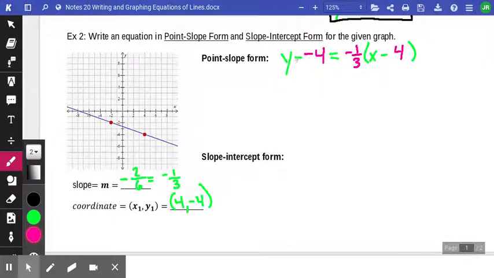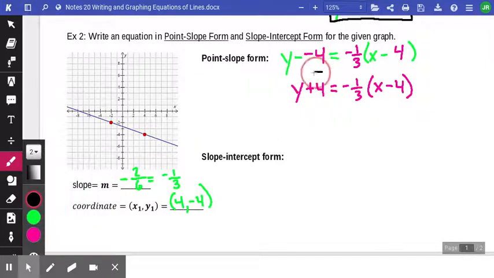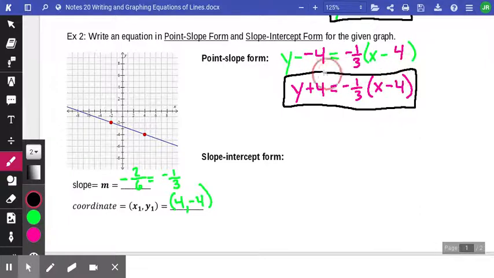All right, so once again, we have this minus and negative. So I'm going to change this to be y plus 4 equals negative 1/3, and then in parentheses, x minus 4. And we are all finished if the question said to write the equation of the line in point slope form. If it asked you to write it in slope-intercept form, that is y equals mx plus b.